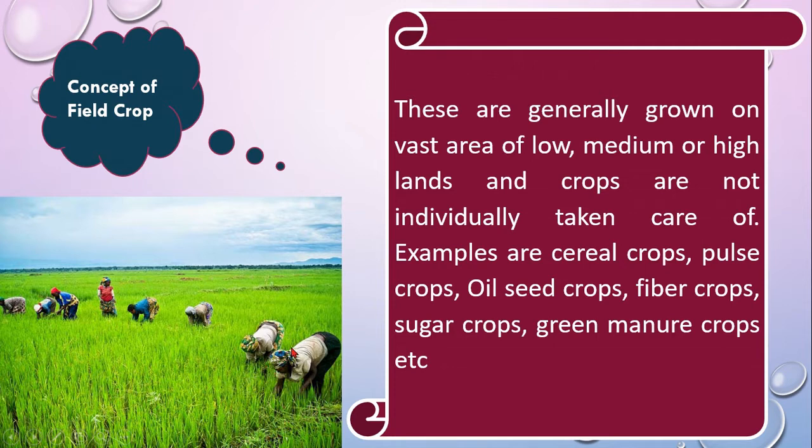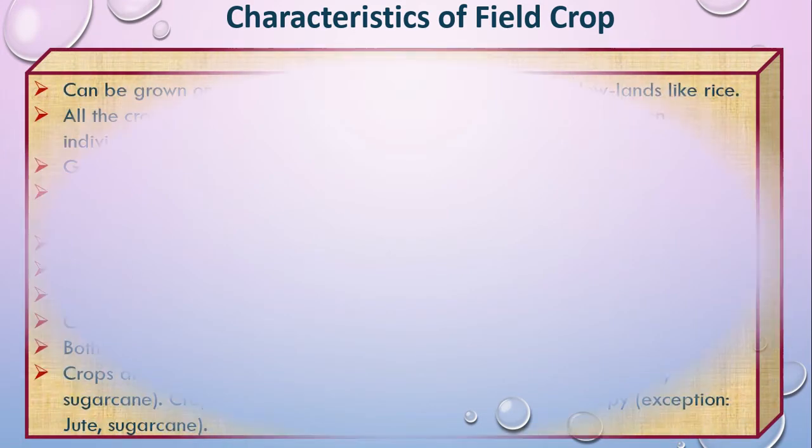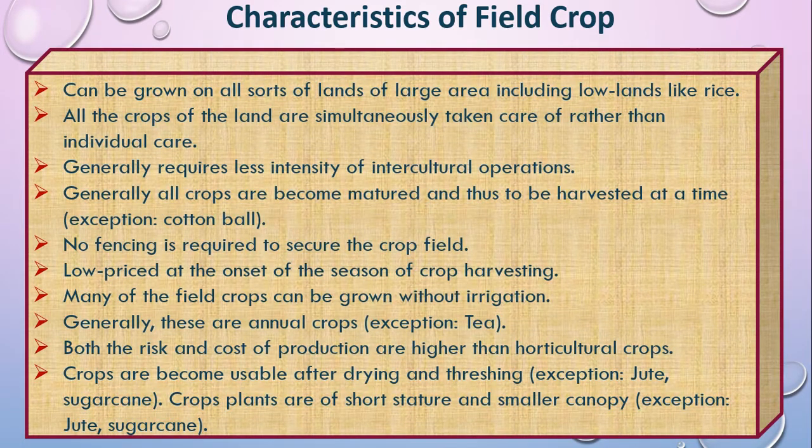Then specific examples of field crop are wheat and rice. Then oil seed crops like mustard, and jute. This is all called the field crop. And now the characteristics of field crop. So what are the characteristics of field crops?